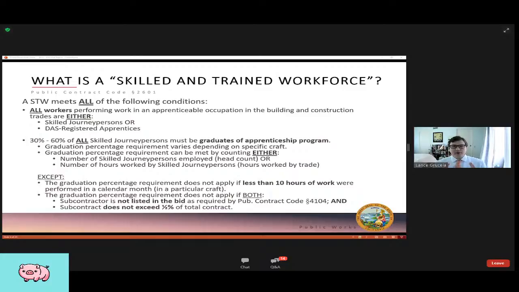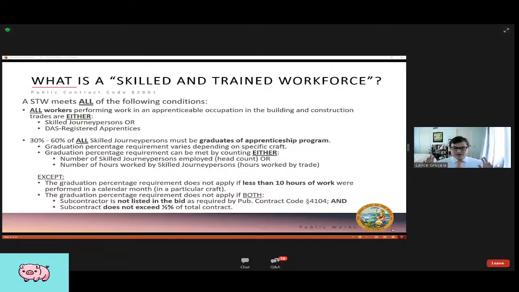But basically, when a contractor is required to complete a project using a skilled and trained workforce, what that means is that all of the following conditions need to be met. All of the workers that the contractor and all of the subcontractors are employing are to perform work in an apprenticeable occupation. That's a key first. If there's an occupation that isn't apprenticeable, and most of them are, but there are some that are not, then none of this is going to apply. But for all apprenticeable occupations, when work is performed, every worker has to be either a skilled journey person or a registered apprentice, a DAS registered apprentice. At its core, that is the rule.